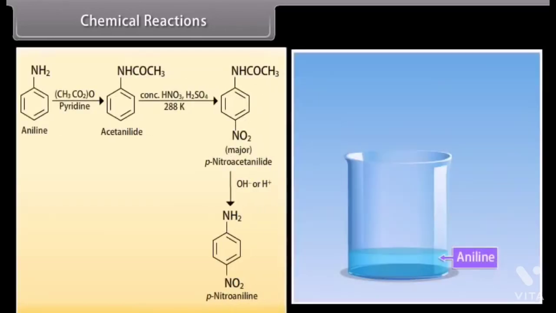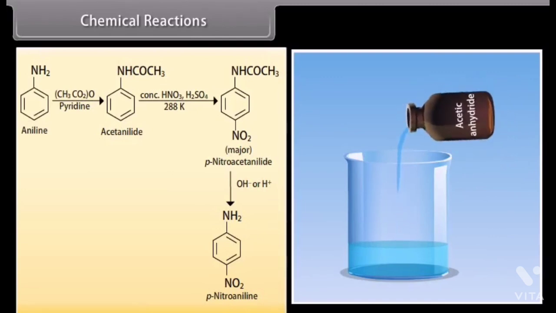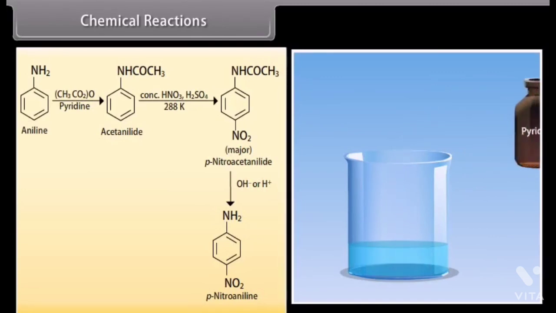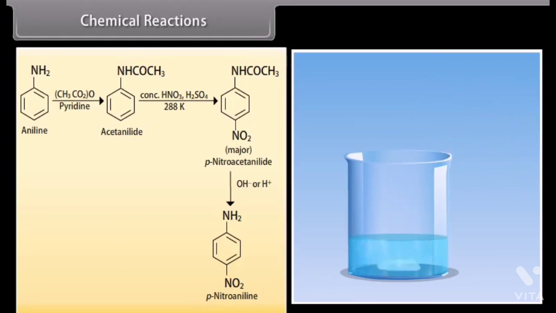Aniline reacts with acetic anhydride and pyridine and forms acetanilide. Now add concentrated nitric acid and sulfuric acid at room temperature to form para-nitroacetanilide, followed by hydrolysis, which produces para-nitroaniline.